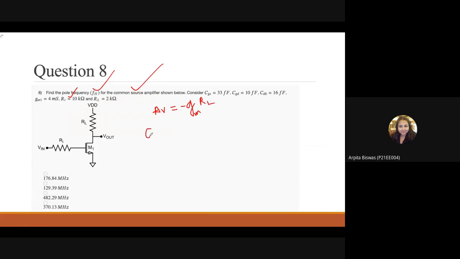Then you have to find out the C input Miller. And please practice this type of question. Here I am practicing only 1 or 2 questions, but you have to practice more for your exam. CGD into 1 minus AV. Just calculate and tell me what is the value. And then finally the value of C input.